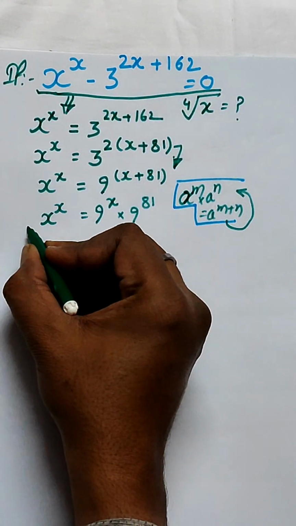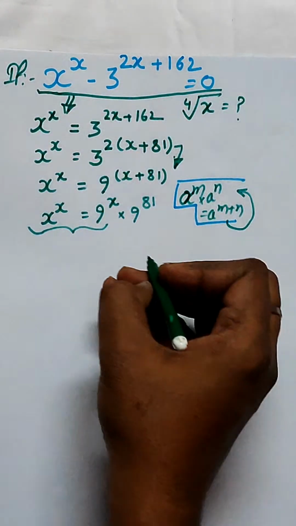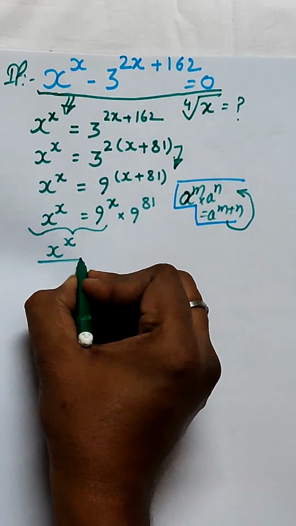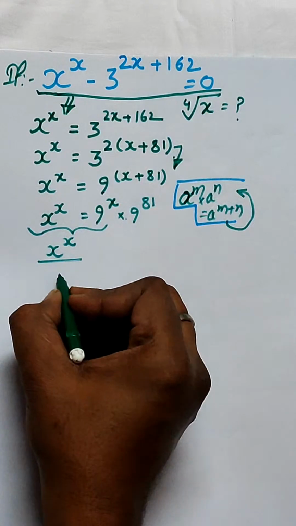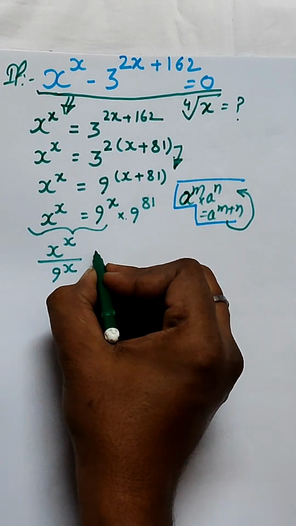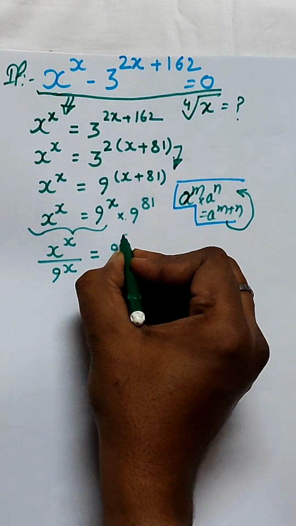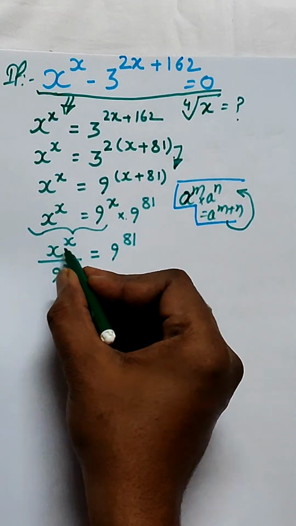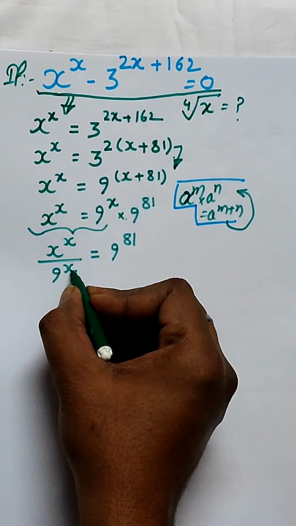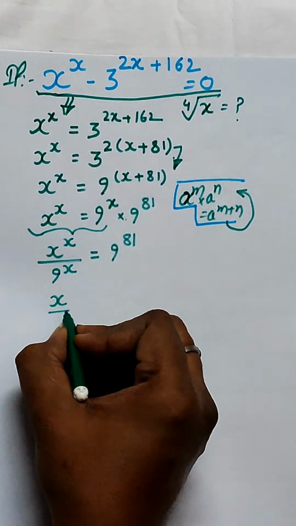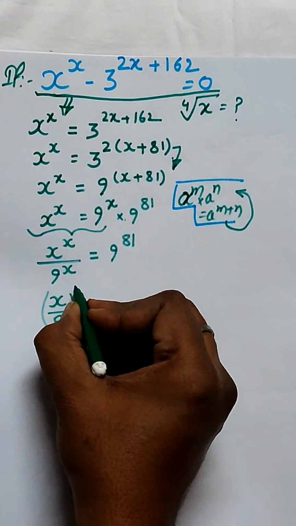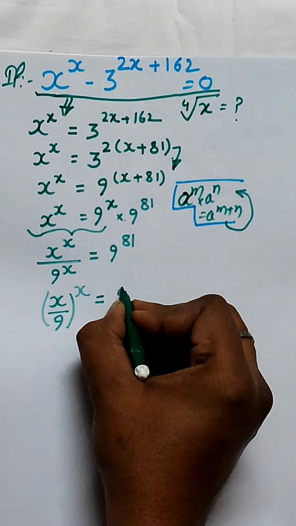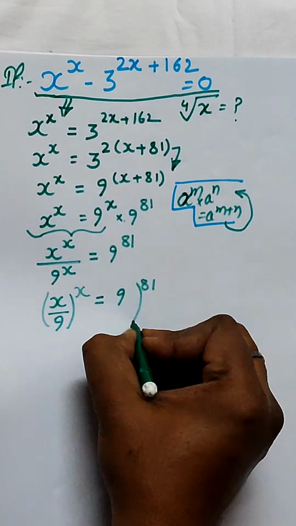Perfect. So just bring the x terms to one side. In the next step, x to the power x divided by 9 to the power x, since it is multiplied on the RHS, equals 9 to the power 81, right? Now x to the power x divided by 9 to the power x, we can write like this: x by 9, whole power x, isn't it? And on the RHS it will be 9 to the power 81.